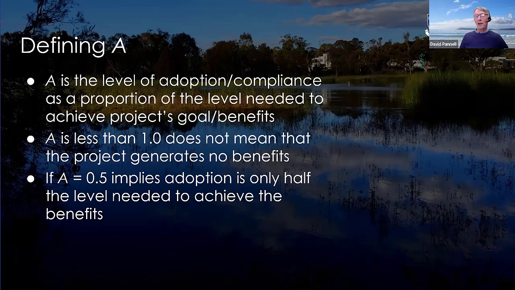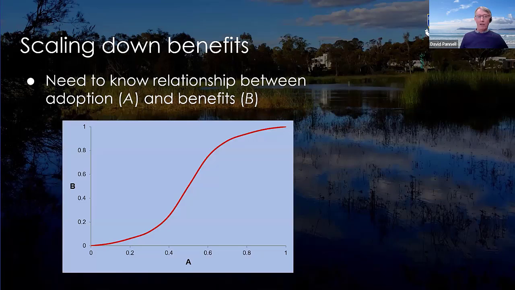So for example, if A equals 0.5, it implies that adoption is only half the level needed to achieve the benefits that you've set out to achieve. Now, if you think about the way I've worded that, it doesn't necessarily mean that half the people have adopted, okay? Because you may be able to achieve half the benefits with less than half the adoption, perhaps, right? It could be nonlinear, or it could be sigmoidal, right?